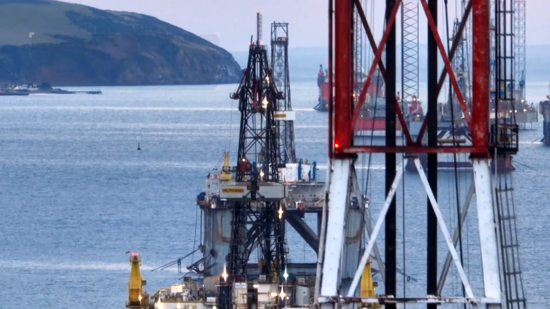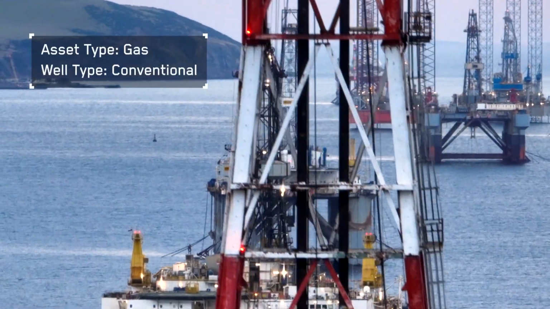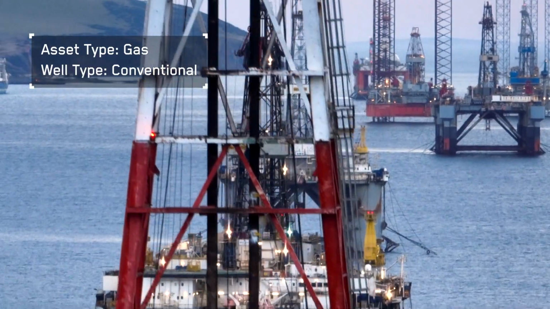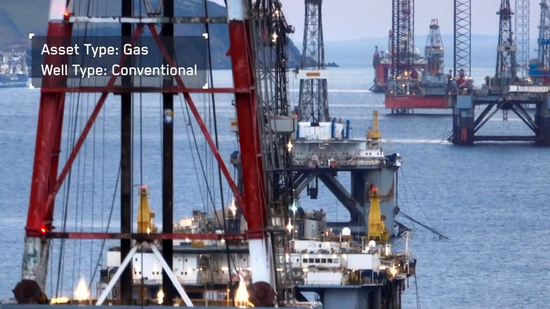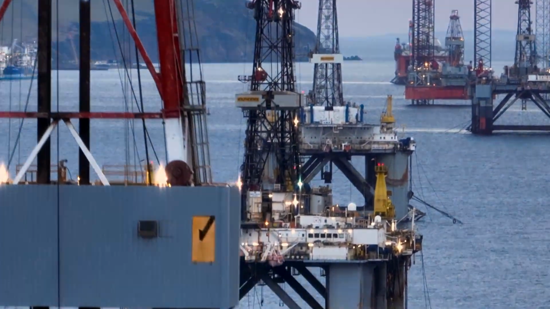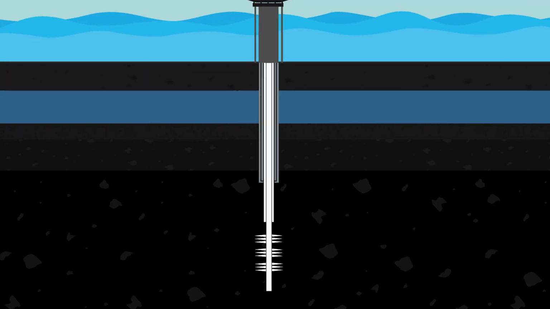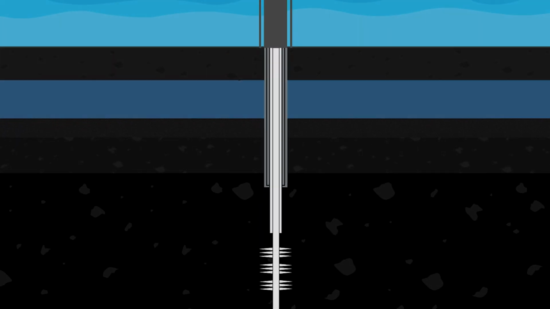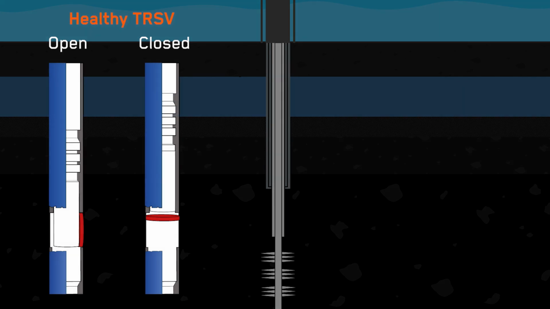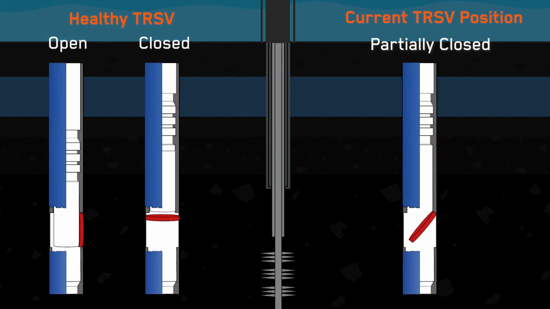This case study shows how EV's ValveVA uncovered the root cause of a safety valve failure, allowing the operator to confidently choose the most effective remediation method. While performing an intervention operation to retrieve multiple fish in a well, an operator in Malaysia noticed that the safety valve flapper was stuck in a partially closed position.